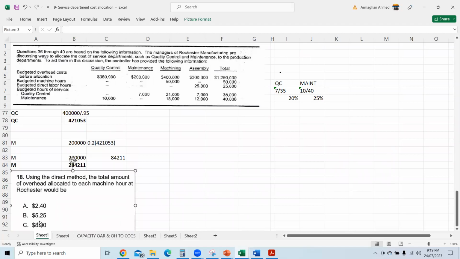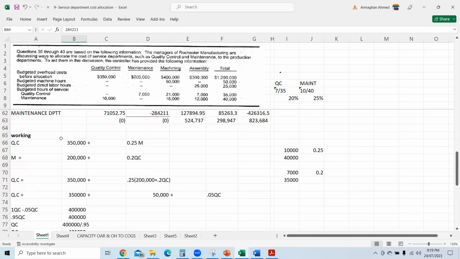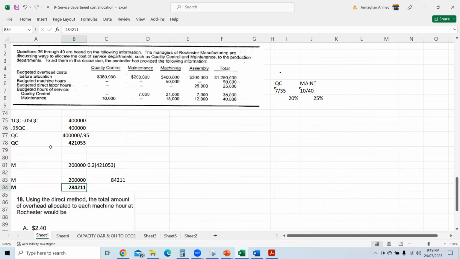Okay, so anyways, this is what we have. We found out the QC total cost now is 421. How much is the maintenance cost now? 284,211, right? So the first thing is that we have to work out these equations and find out what will be the QC cost inclusive of its own and the cost that is coming from maintenance. We found out 421. And the maintenance cost: 200,000 its own, plus how much QC cost is coming. So the total becomes 284. It means 84,000, 211 is coming from quality control, right?